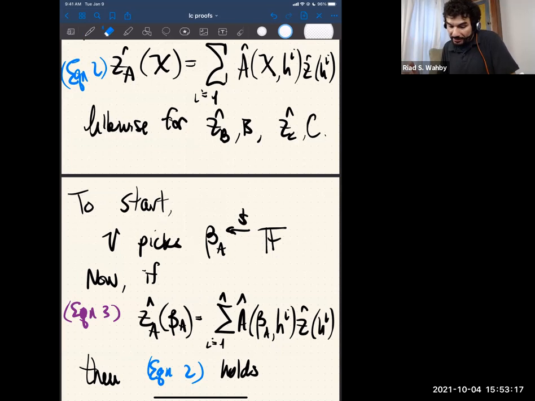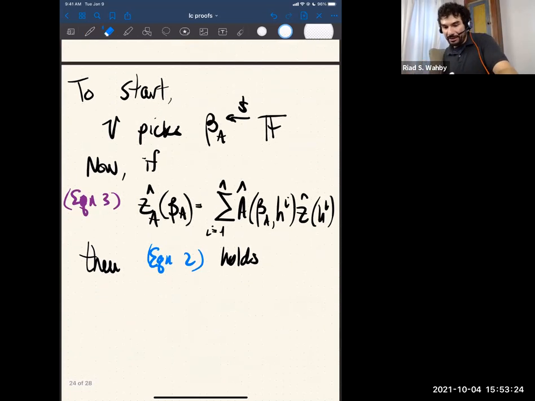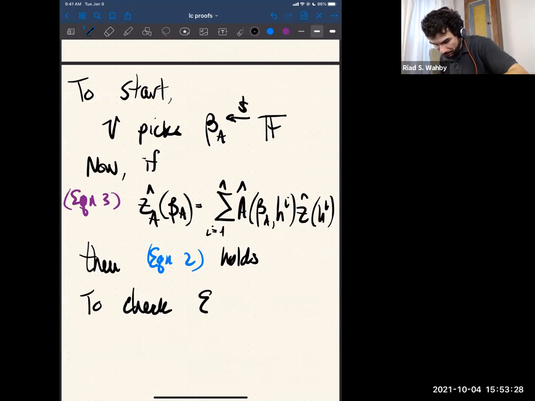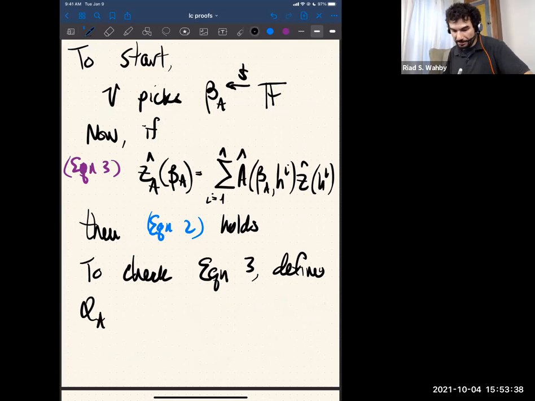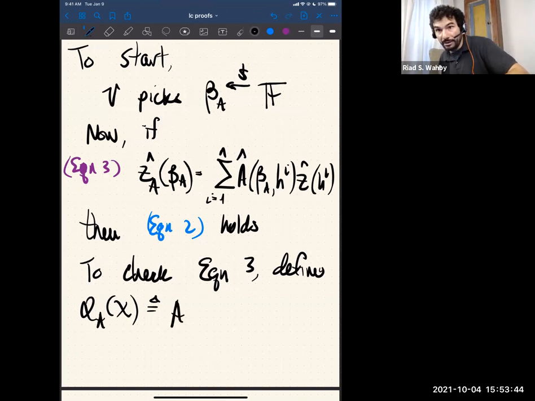Okay. So great, then how do we check that equation three holds? We've reduced one problem to a different problem. Okay, so now finally, how do we check this? To check equation three, we're going to define a new polynomial Q sub A. And I'll write it down and then we'll talk through it.